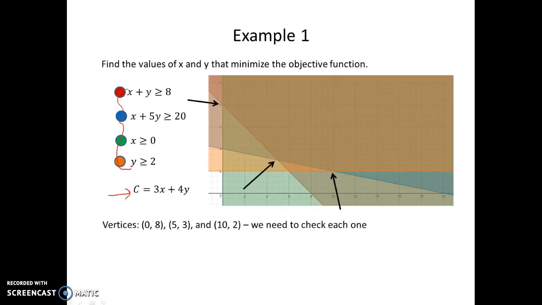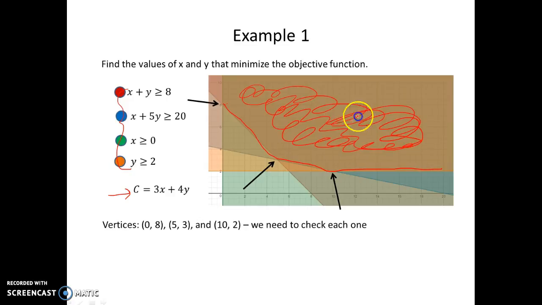Our feasible region is defined by the vertices here, and that's this area here. This area up here is where all 4 of our inequalities are graphed. They're covering that area. So the brown muddy area is where our feasible region is. The vertices, we need to check each one now in our objective function, c equals 3x plus 4y, in order to see which one minimizes that number, that cost or that c value.